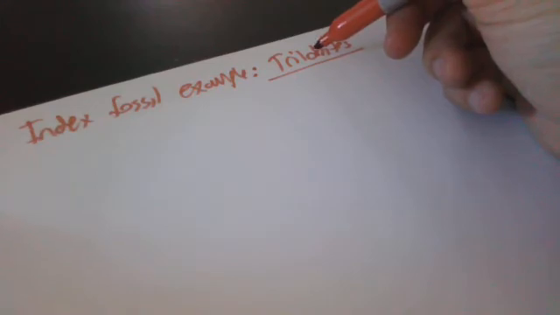We're going to talk about a special type of index fossil that's commonly used. They're called trilobites. I'm sure you've seen these things in popular culture. There are many different types of index fossils, but trilobites are one really good example. They're now extinct, but they're classified as arthropods because of their external skeleton.